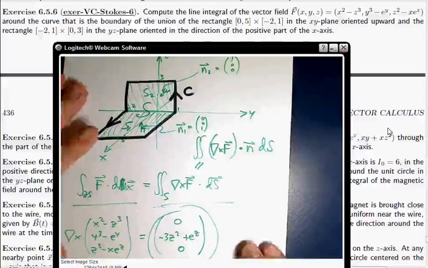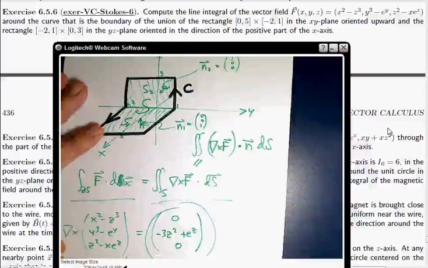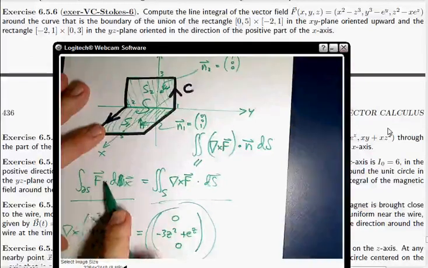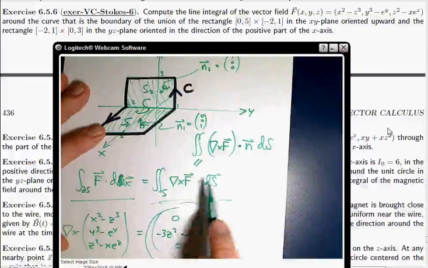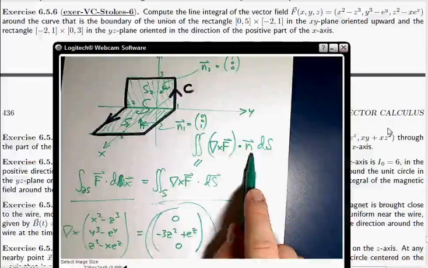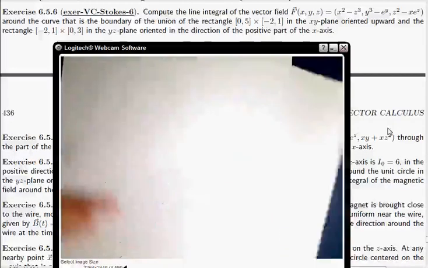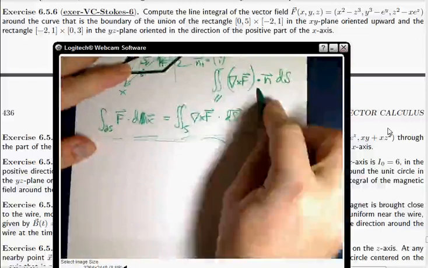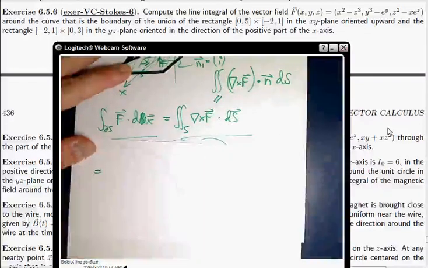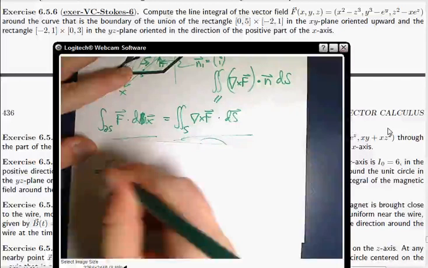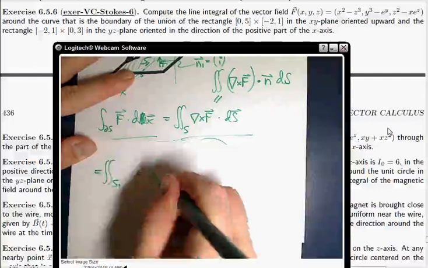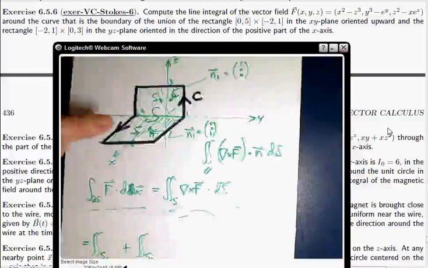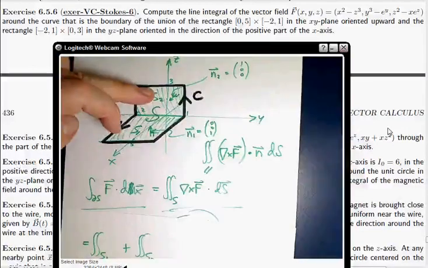So maybe I better write this out in a little bit more detail. We're trying to compute the line integral. Stokes' curl theorem says the line integral can be computed as the flux of the curl, and flux can be written with this dot product with the unit normal vector. So let me keep going. I'm going to say it's flux through S1 plus flux through S2. I'm going to break up the whole surface into these two separate pieces, S1 and S2.